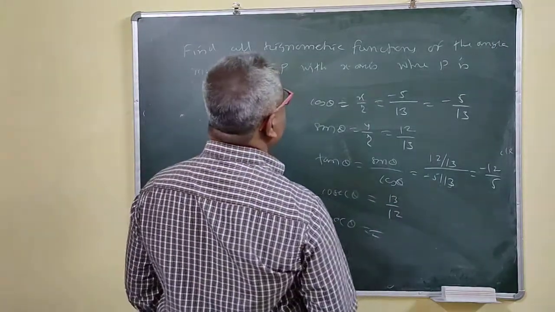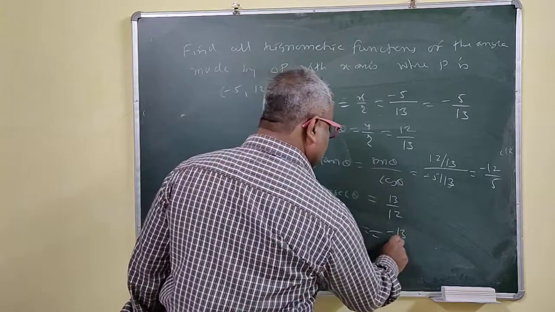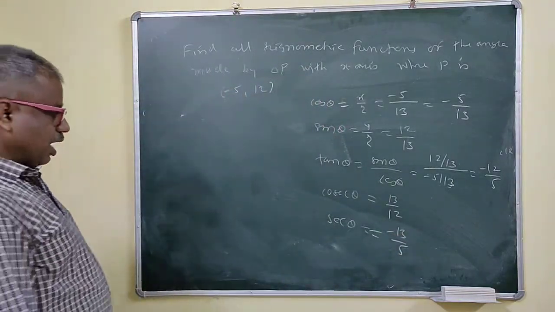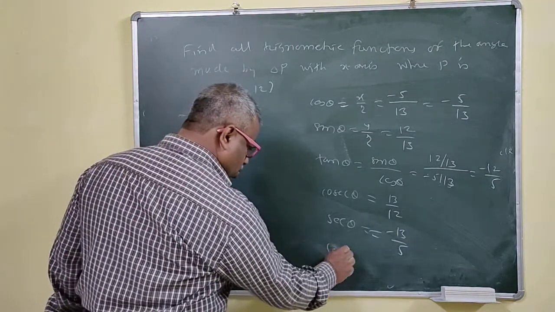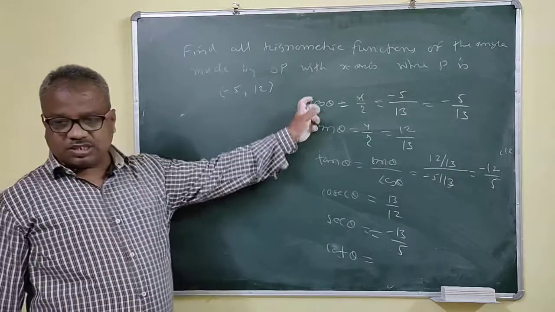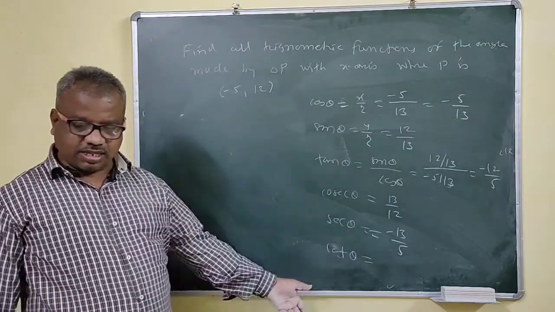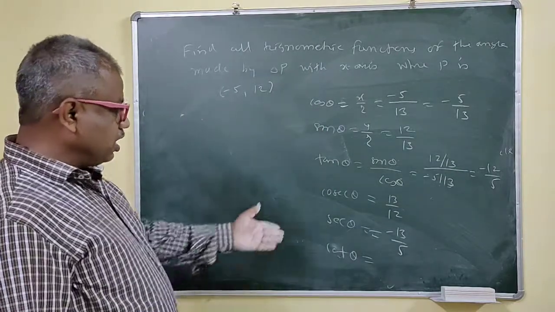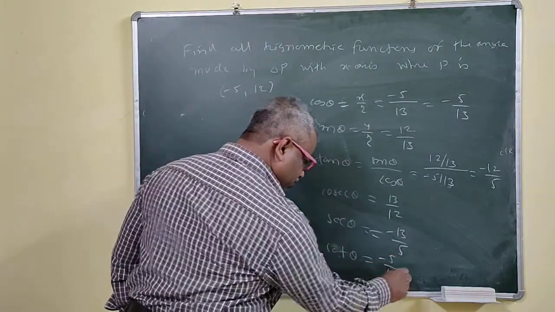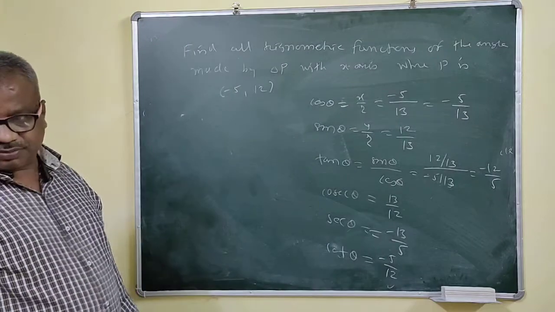So it is not enough to find only sin theta and cos theta. So sec theta, reciprocal of cos. This is what? Minus 13 by 5. And cot theta. Just take the reciprocal of tan theta. Tan theta is minus 12 by 5, so cot theta is minus 5 by 12. Right?